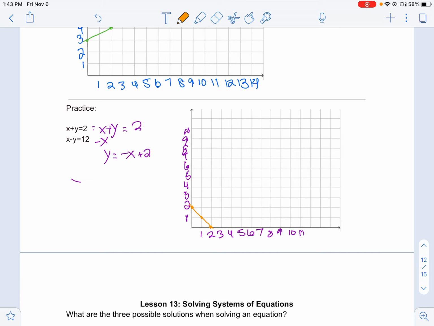Okay, then I have the next one that I'm going to do, and we have x minus y equals 12. Okay, we need to subtract x, plus 12, and then we need to divide by negative 1.